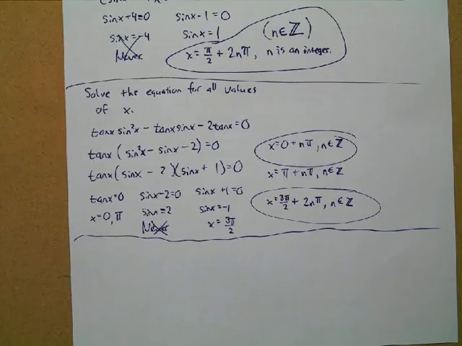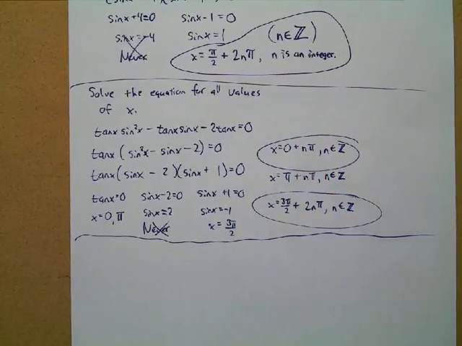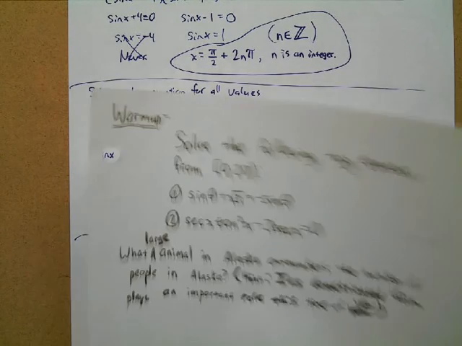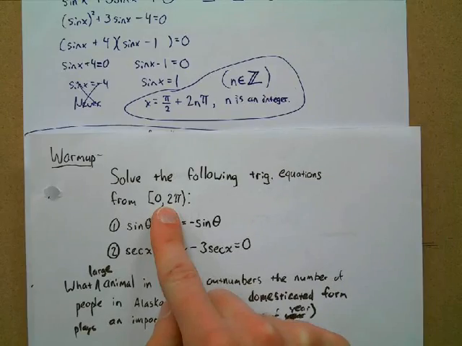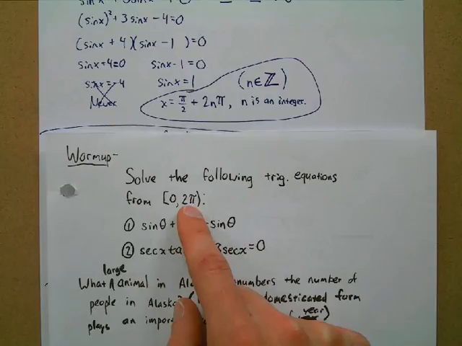The only thing I'm going to warn you about is when we have directions like we did in the warm-up. It says solve the following trig equations from 0 to 2 pi, not including the 2 pi. So that means you would need to use the 0 there as your solution, not the 2 pi. I wouldn't count it because it's not including 2 pi. Okay, so just be aware of that.